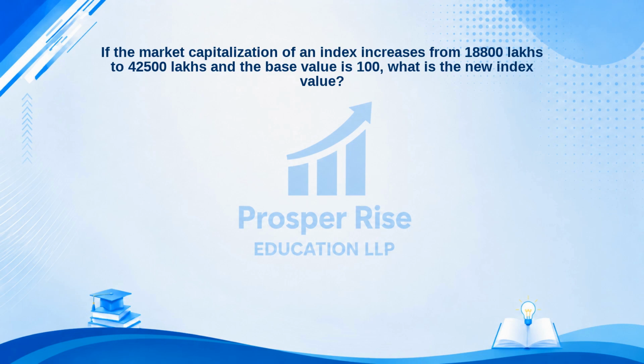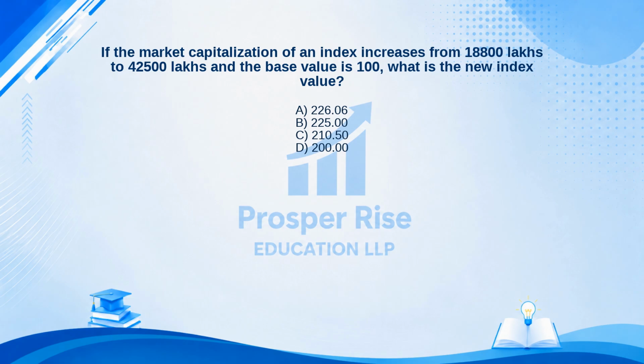If the market capitalization of an index increases from 18,800 lakhs to 42,500 lakhs and the base value is 100, what is the new index value? Here are your options. A. 226.6, B. 225.0, C. 210.50, or D. 200.0. Take a moment to pause the video and decide.